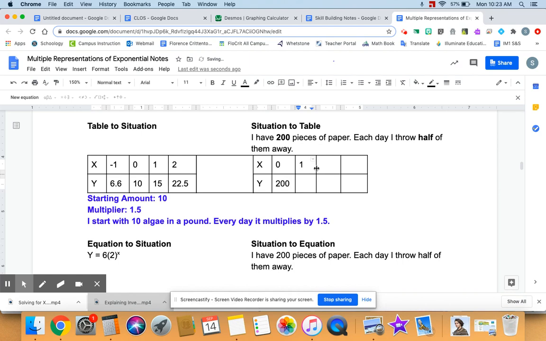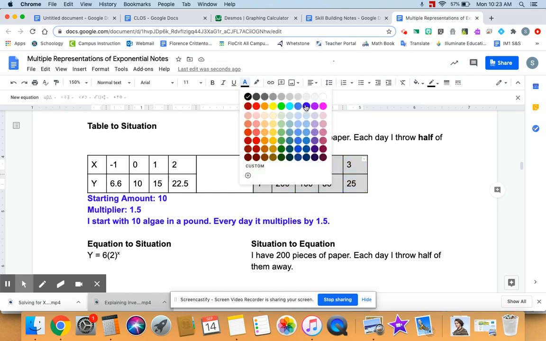Then after one day, half of them are getting thrown away. So it's half of 200, 100. After 2 days, there's only half of that left, and half of 100 is 50. And then after 3 days, only half of that, and half of 50 is 25. So then this would be the table based off of that situation.